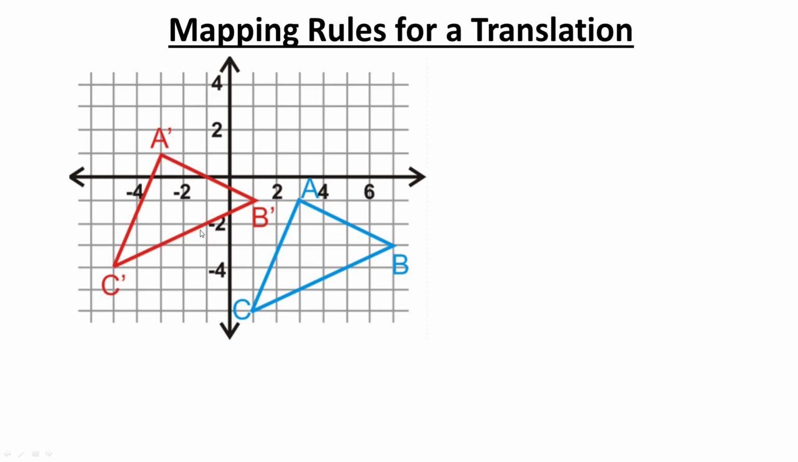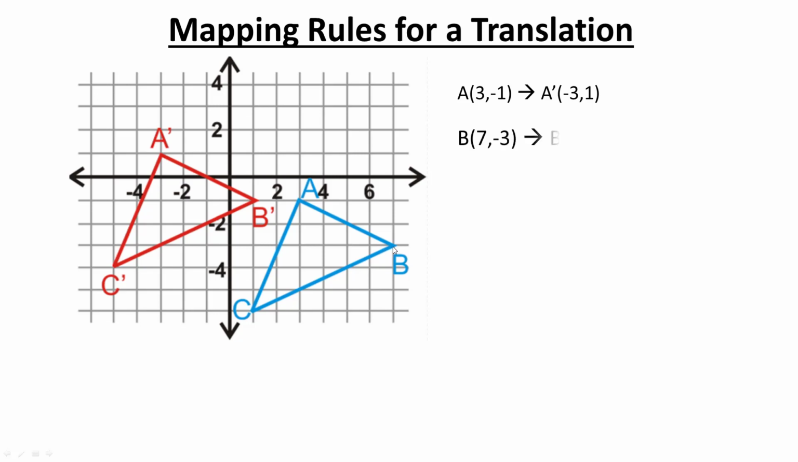And this is its image, and how I know that this one's the image is because of these primes. A prime, B prime, C prime means the image of A, B, and C. So let's take a look at the actual ordered pairs. So for example, A is the point 3, negative 1. And it changed into this point, negative 3, positive 1.